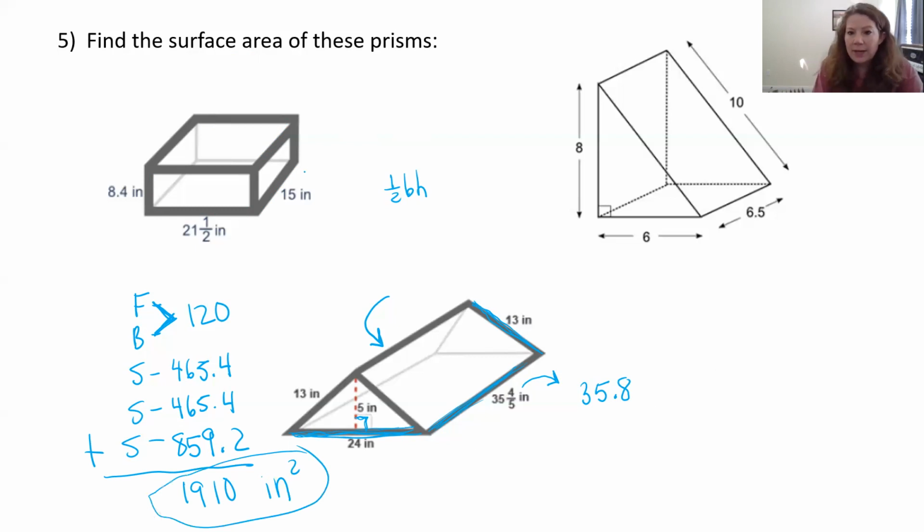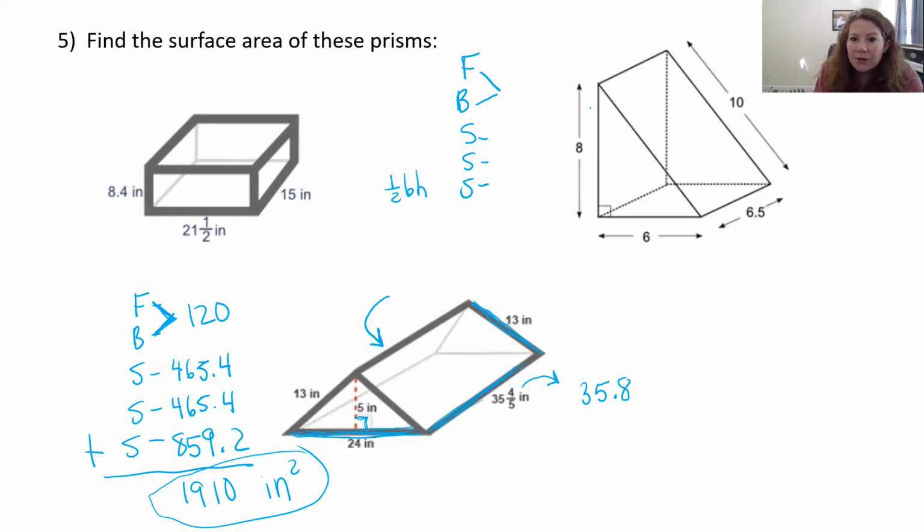All right, so we have two triangles. We have the sides. So we have the triangles, we have front and back. So I'm going to do this again. And then I have three sides. Side, side, side. All right, you guys pause and see what you get.